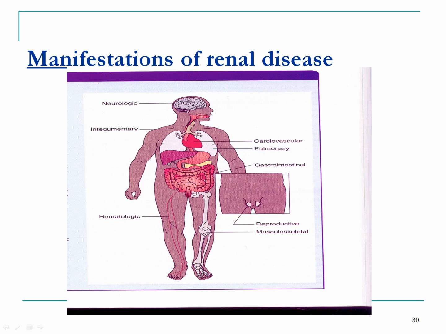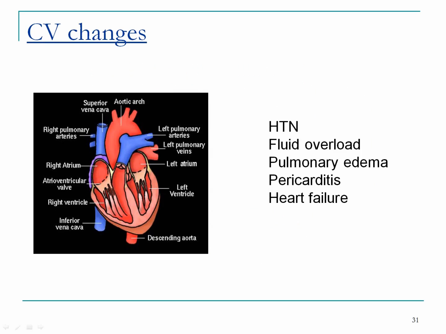Every system is affected by failing kidneys as byproducts of protein metabolism accumulate and hormones go awry. There are cardiovascular changes. The patient will have hypertension due to the outpouring of the hormone renin, which stimulates aldosterone, which in turn causes sodium and water retention. Renin also causes vasoconstriction.